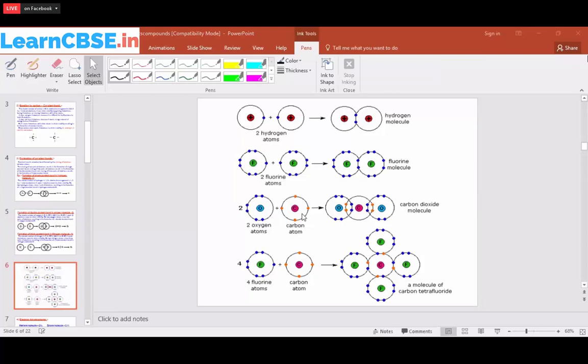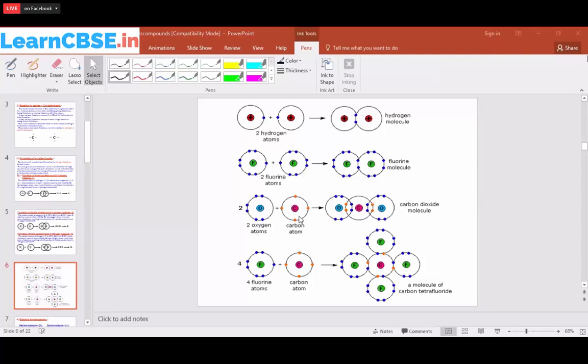Carbon is present in group 14 and has atomic number 6. So 2 electrons are present in the first shell and 4 electrons in the second shell. Carbon is tetravalent, as we know, so carbon can make 4 bonds. Oxygen can make 2 bonds. So these 2 electrons will be shared by one oxygen atom and these 2 electrons will be shared by the other oxygen atom.